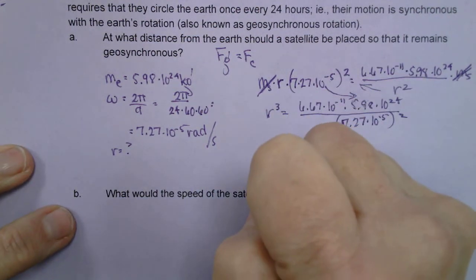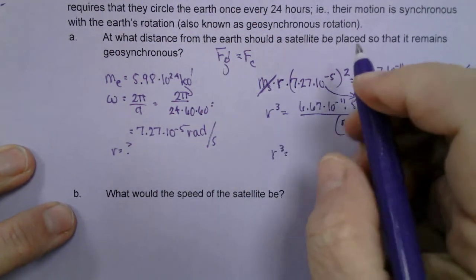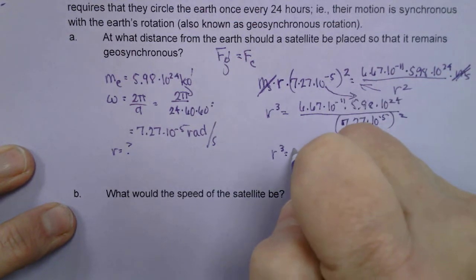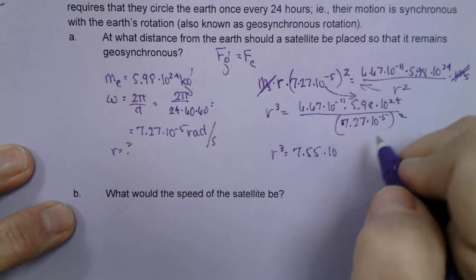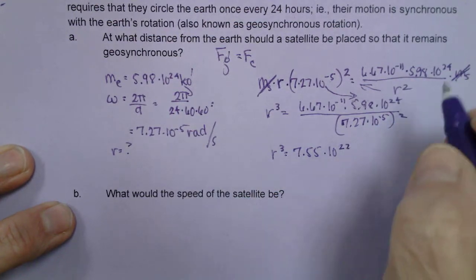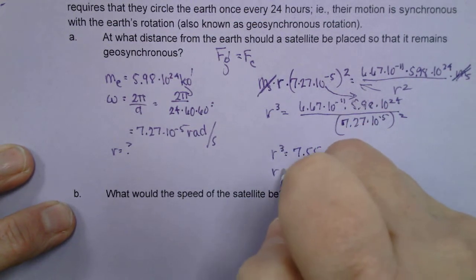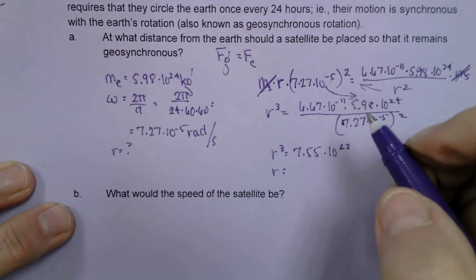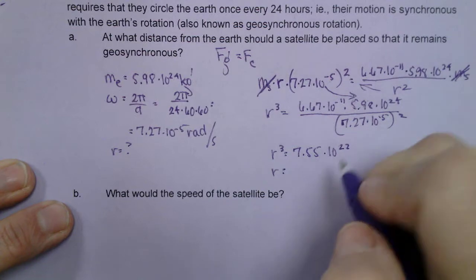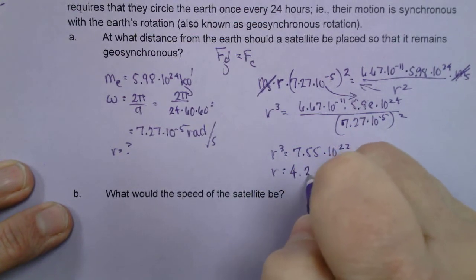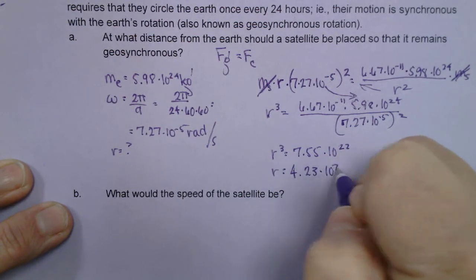If you do the math, you're going to find that R cubed is equal to 7.55 times 10 to the 22nd, and R is equal to 4.23 times 10 to the 7th meters.